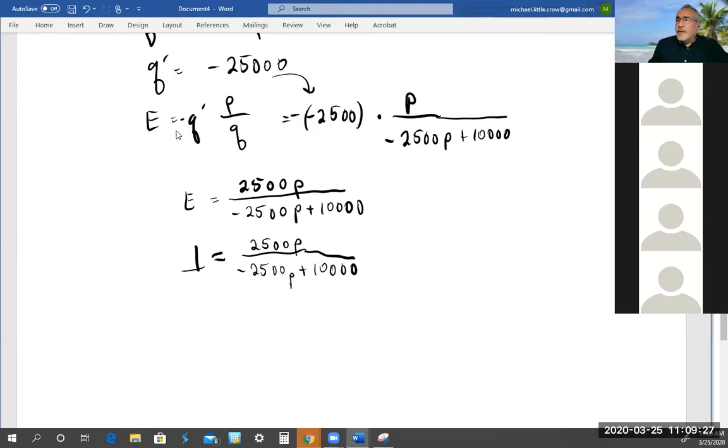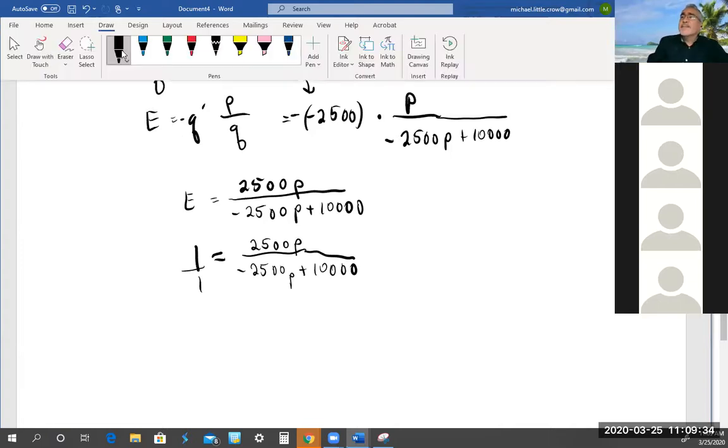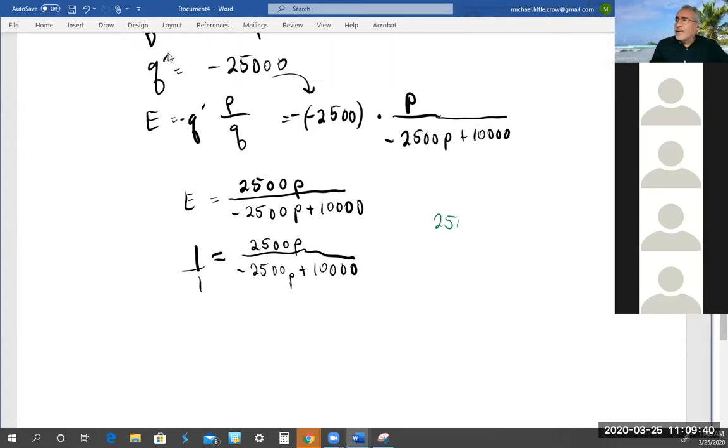And remember, think of this as 1 over 1, and we've got a fraction equal to a fraction, so we can cross multiply. So on one side, you get 2,500 P. On the other side of the equal sign, you get minus 2,500 P plus 10,000. Solving for P, add 2,500 P to both sides.